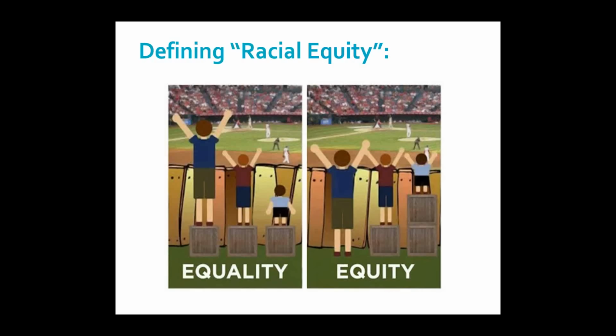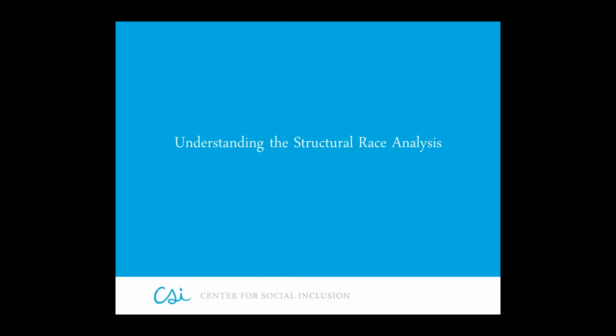It assumes that all people need the same thing. However, what this picture demonstrates is that people need different things to have an equal chance, a fair shot, or in this case, an equal opportunity to watch the baseball game. An equity framework acknowledges that past and current discrimination, whether intentioned or not, has an impact on where a person begins on the starting line of this race called life.